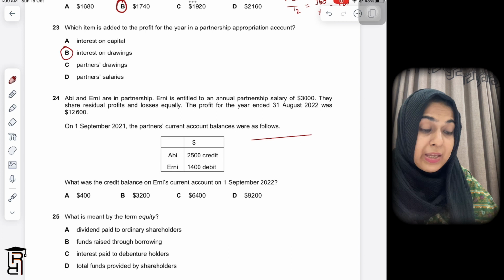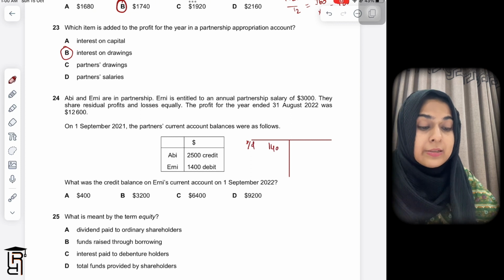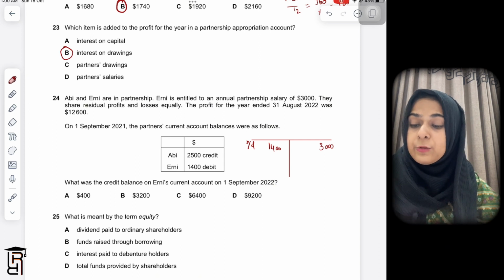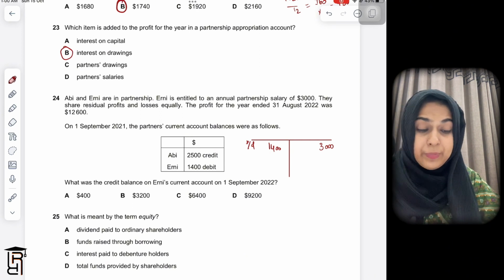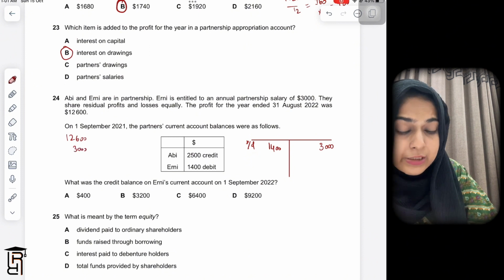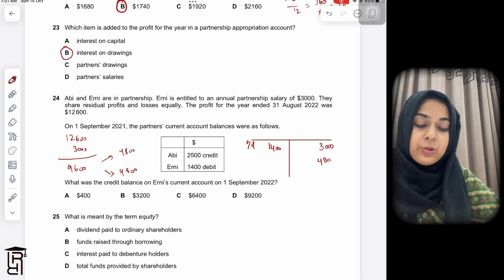So basically they want you to make the current account. You can simply make the current account balance brought down here, 1400. Then Ernie is given a salary of 3,000, so you record that on the credit side, and the profits and losses are shared equally. This profit for the year was 12,600, of which salary was subtracted first. If you subtract salary, that is 3,000, you will be left with a 9,600 profit, which is divided equally. So 4,800 for Abby, 4,800 for Ernie. That means Ernie is entitled to a profit share of 4,800.